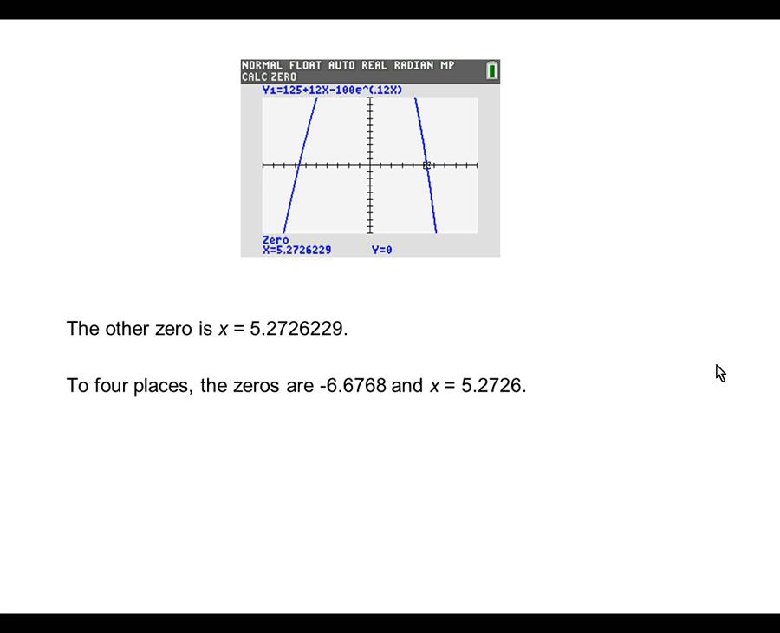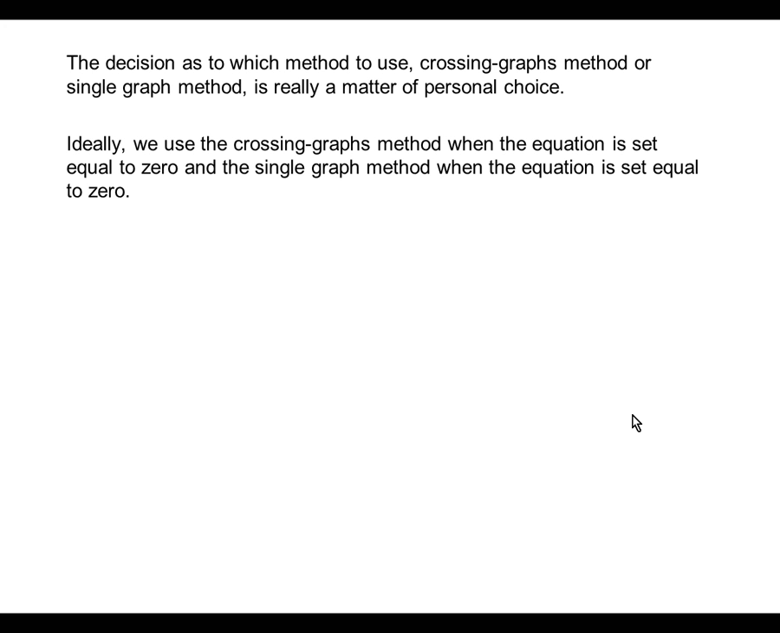Now, if you wanted to use the crossing graph method for this, you would have just entered y2 equals 0, and then you would have done choice 5. Whether or not it's any faster or not, I don't know. In terms of how much button pressing you have to do, hard to say. So the decision as to which method to use, crossing graphs method or single graph method, it's just a matter of personal choice. If you're saying, I'm always going to focus on the crossing graphs method, because remember, that's almost what you have to do if one of the sides is not equal to 0. Of course, you can always do some extra algebra work and make it equal to 0, but I don't think I'd want to do that myself. So ideally, we use the single graph method when the equation is set equal to 0, and the crossing graphs method when the equation is not equal to 0.